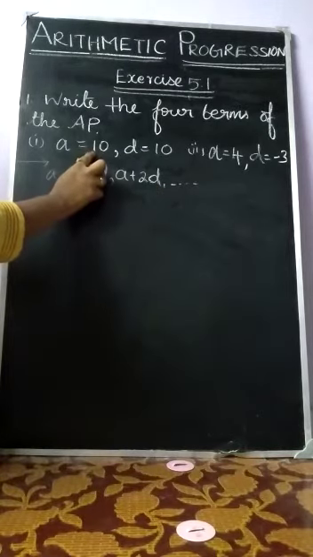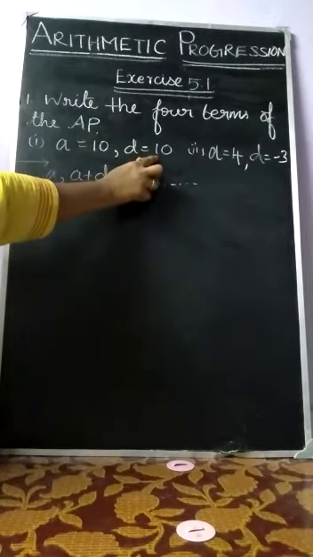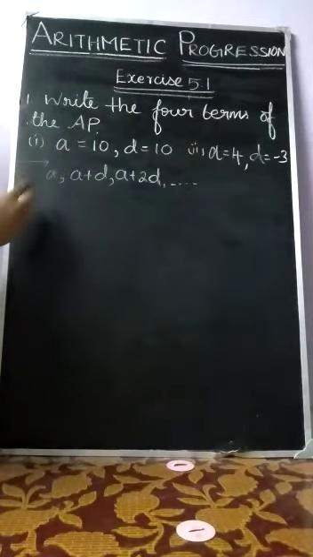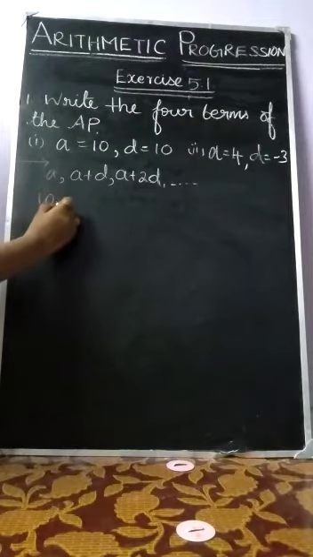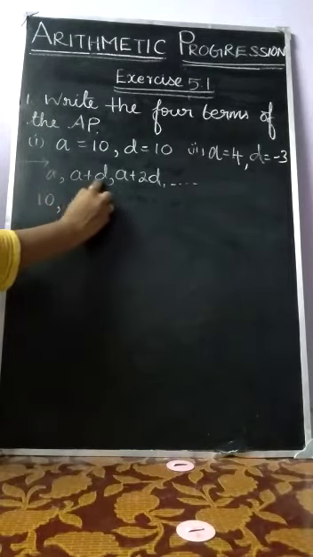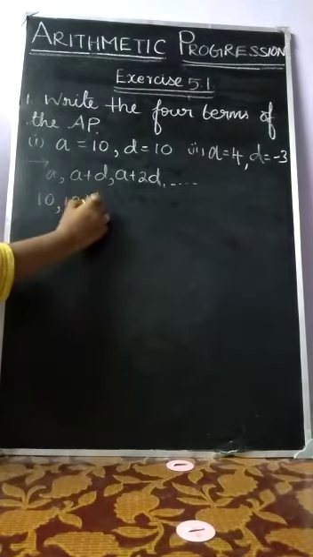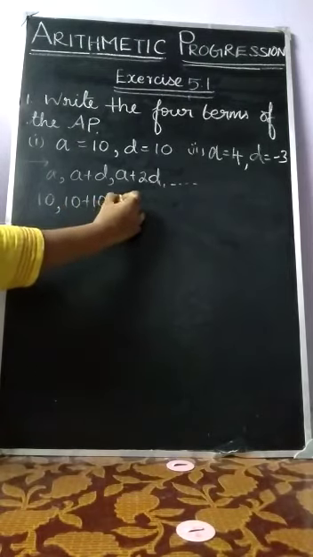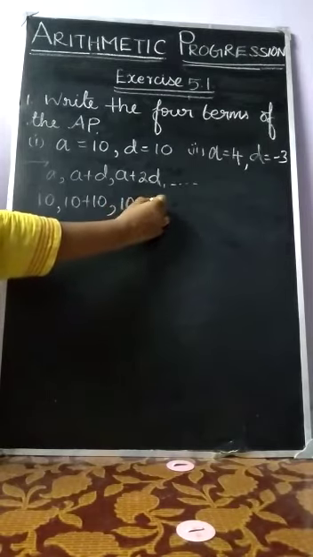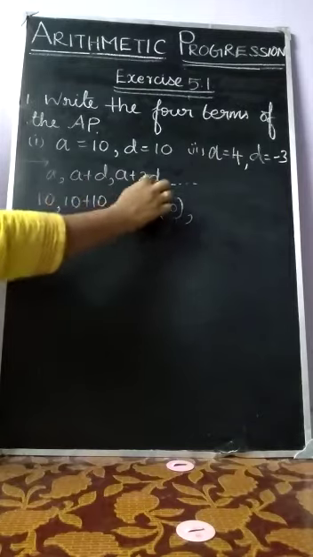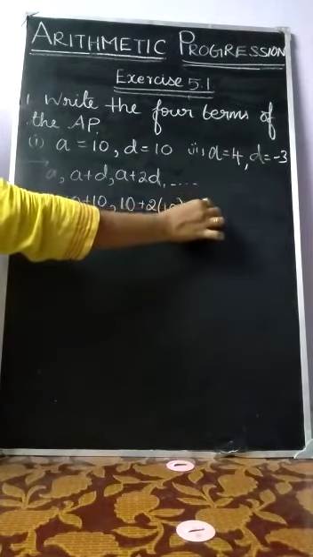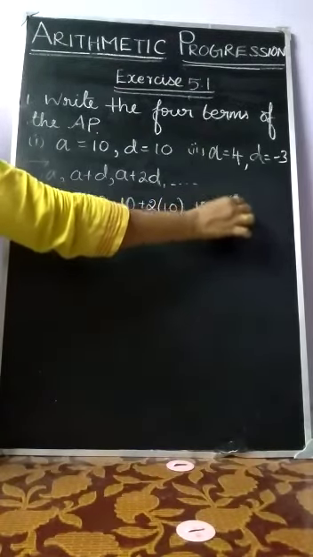Okay. Here A value is given and the D value also given. We have to find the four terms of the AP. So first we have to calculate the first term, that is A, that is 10. Next one A plus D, so 10 plus 10. Next A value plus 2 into D value. A value is 10, plus 2 of D value also 10. The next term A plus 3D, so we have to write 10 plus 3 of 10.